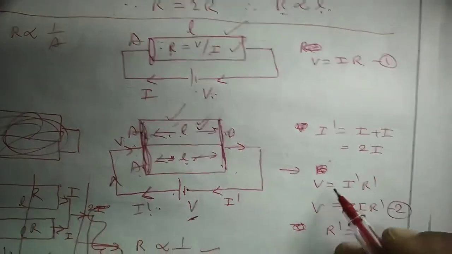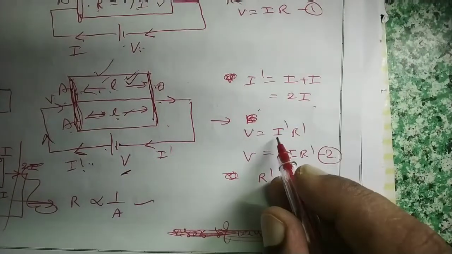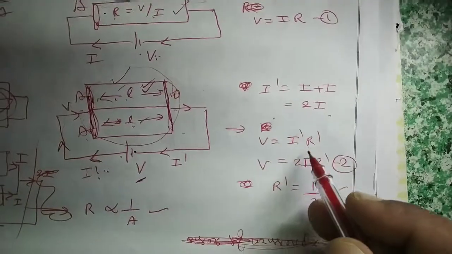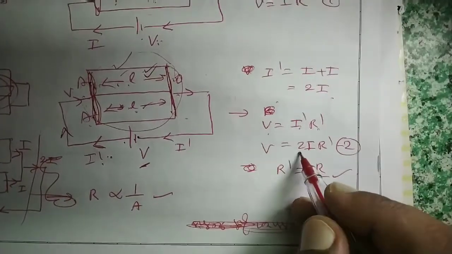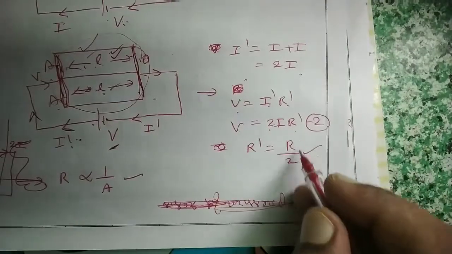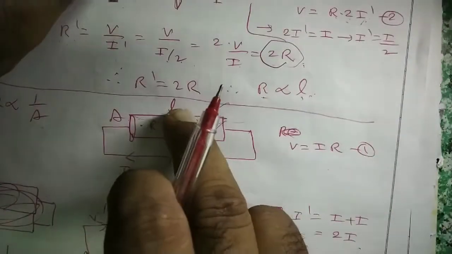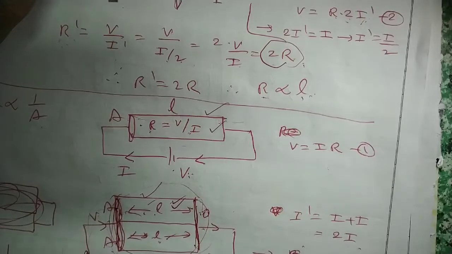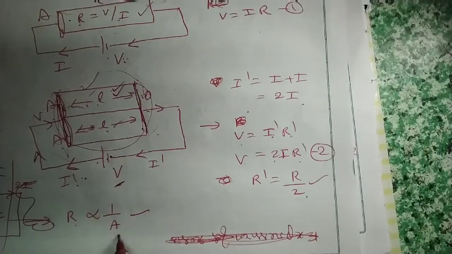That means I dash value is 2I. When I dash is 2I, then the potential difference V we can write as I dash into the combination's resistance, let us imagine as R dash. So V is equal to I dash into R dash. I dash is 2I, so V is equal to 2I into R dash. Now from equation 1 and equation 2, what we can tell? R dash is R by 2. That means the resistance of the combination has become R by 2. When the cross section is made 2A, A and A, then the resistance becomes R by 2. That means resistance is inversely proportional to cross-section area.